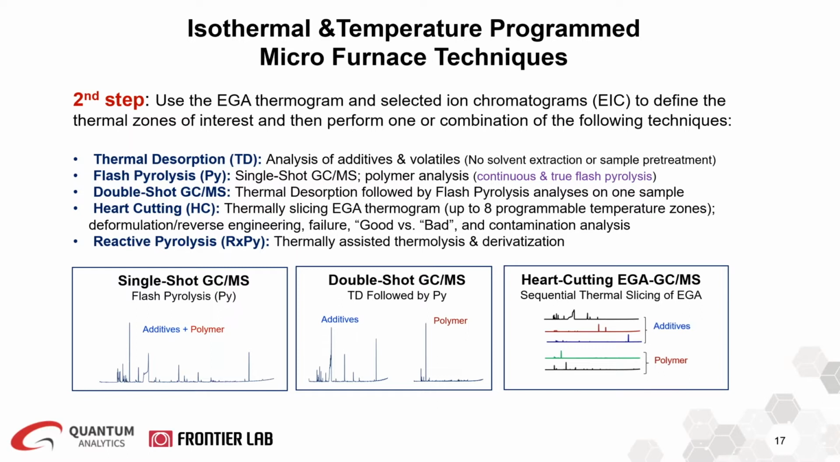You can also do hard cutting, as is shown on the right-hand side. In this case, the EGA thermogram is thermally sliced into multiple temperature zones, depending on the thermal profile obtained from the EGA. And we will have an application note on hard cutting very soon.